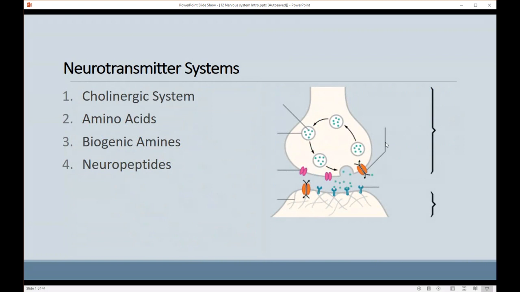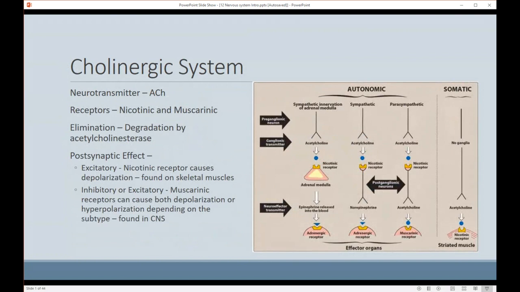There are different types of neurotransmitter systems. There's the cholinergic system, amino acid systems, biogenic amine systems, and neuropeptide systems. The cholinergic system has the neurotransmitter acetylcholine. And there are two different types of receptors: nicotinic and muscarinic. In this case, when we release that acetylcholine, we're going to eliminate it by the degradation of acetylcholinesterase, which is an enzyme to break down acetylcholine.